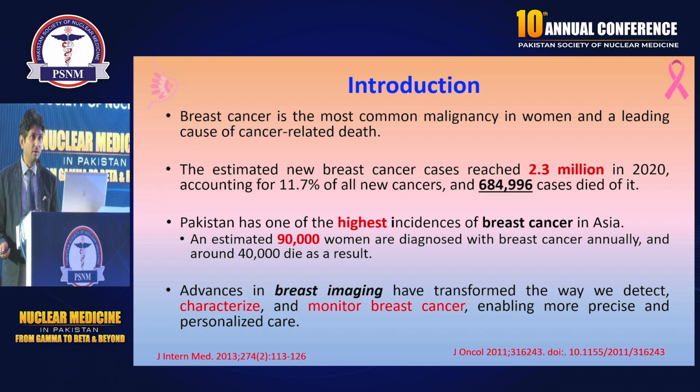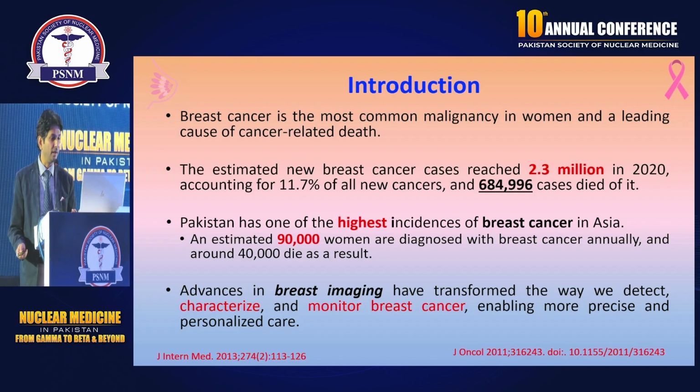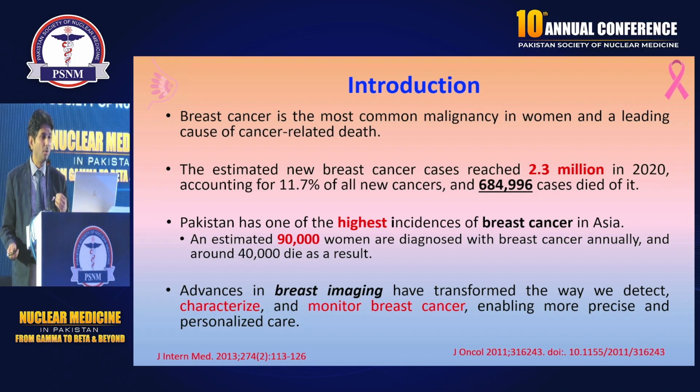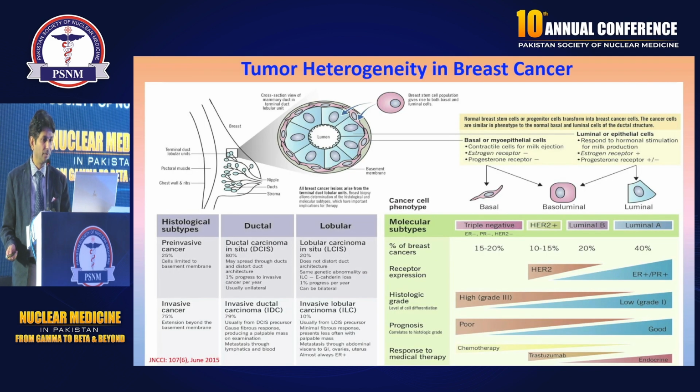So what is the role of nuclear medicine? Breast imaging has transformed the way we detect, characterize, and monitor breast cancer, enabling more precise and personalized care. Breast cancer is a very heterogeneous tumor. We have different histological types like ductal and lobular, and there are multiple subtypes like luminal A, luminal B, and triple negative, and they have different prognoses. Patients with triple negative have a worse prognosis as compared to those with luminal A, which has a good prognosis.